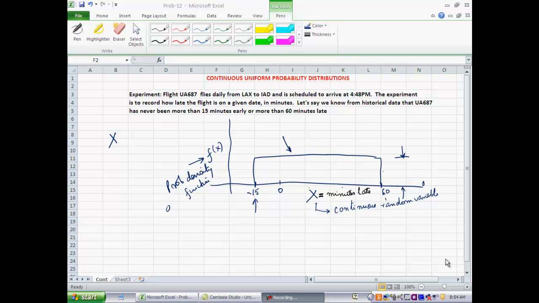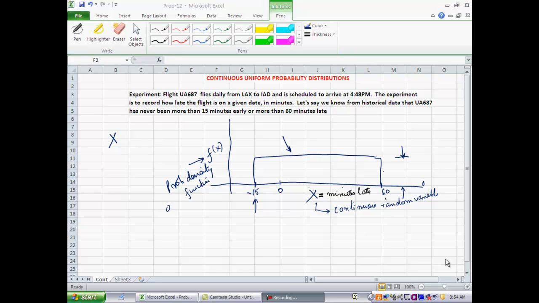United Flight 687 flies daily from Los Angeles to Washington Dulles and is scheduled to arrive at 4:48 p.m. The experiment is to record how late the flight is on a given date, in minutes. And let's say we know from historical data that UA 687 has never been more than 15 minutes early or more than 60 minutes late.